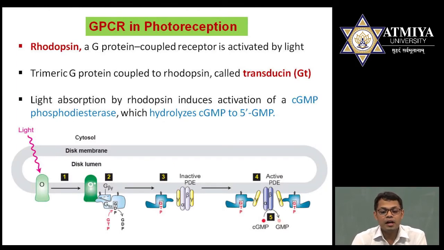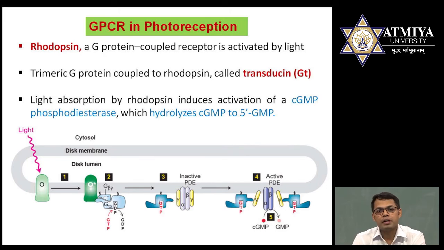Next is GPCR, the role of GPCR in photoreception. We are able to see in the light and adjust our eyes in the dark. So there is an adjustment between dark and light. In the dark period, cyclic GMP level will be increased, and this cyclic GMP is responsible for the maintenance of the body in the dark condition.